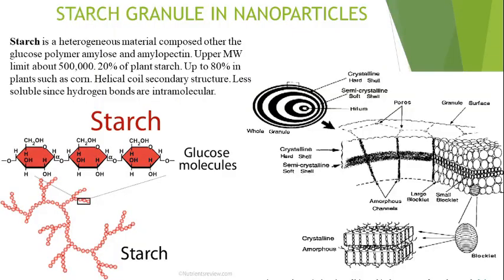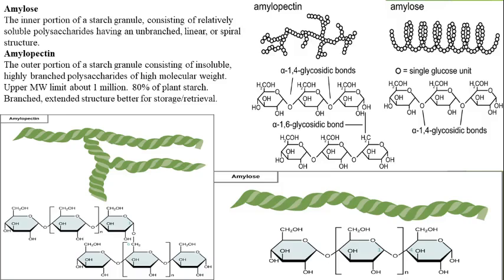Starch is a heterogeneous material composed of amylose and amylopectin. It forms helical coil secondary structures and is a significant component of plant storage. Starch granules can be found in nanoparticles, which have unique properties due to their size. Amylose and amylopectin are 2 components of starch. Amylose is a linear polymer, while amylopectin is highly branched. Both have distinct structures and properties, contributing to the overall functionality of starch in plants.